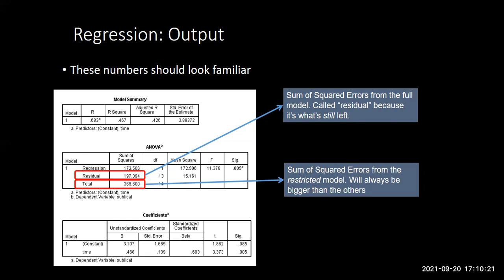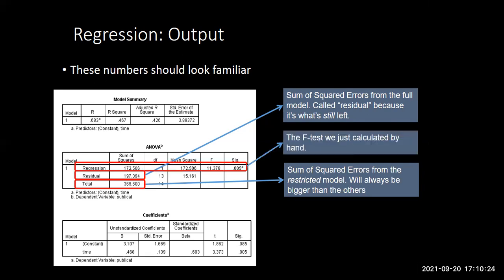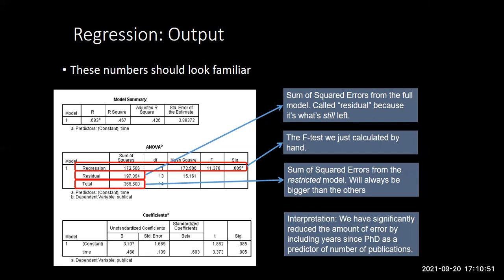So I've only talked about full and restricted. What is left? Right here, this is the F-test. This is the difference between the full and restricted models. And if you can't remember which one's which, you should be able to calculate that if you subtract one of these from the other, you end up with this one. Which means our interpretation here is that we have significantly reduced the amount of error in our model by including years from PhD as a predictor of publications.